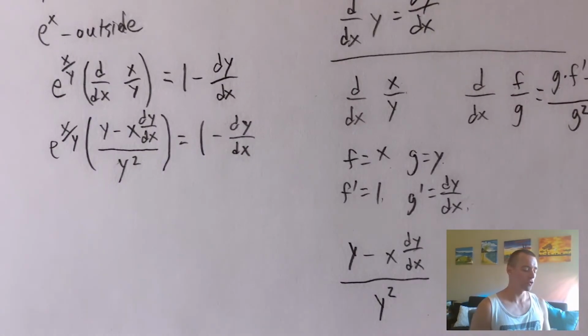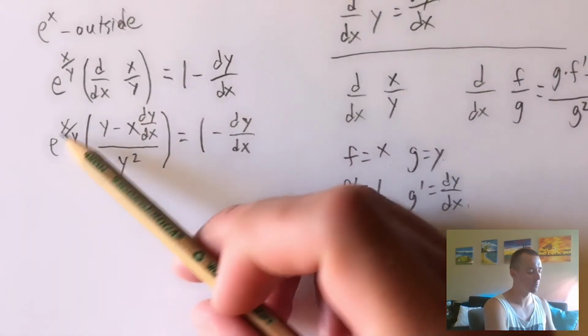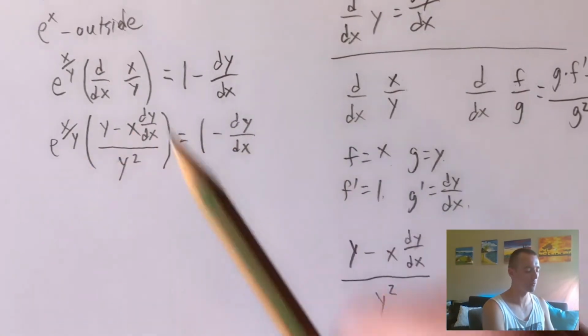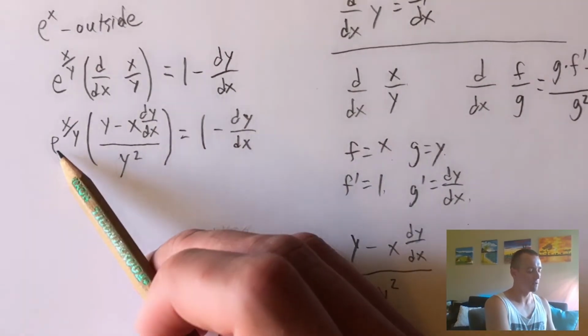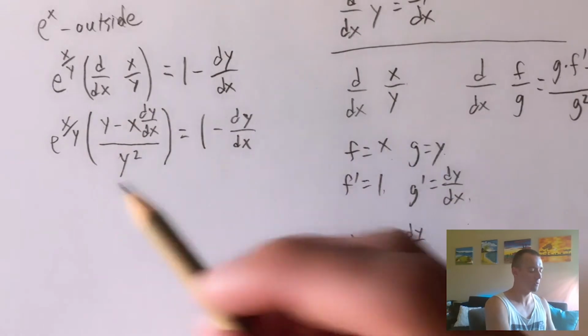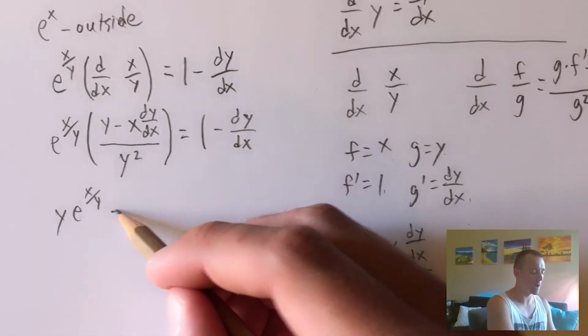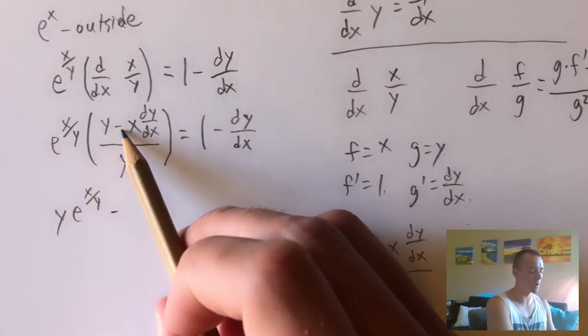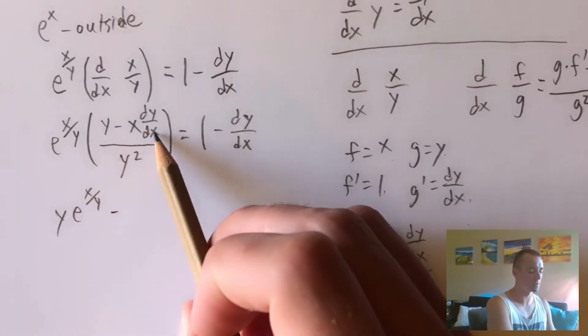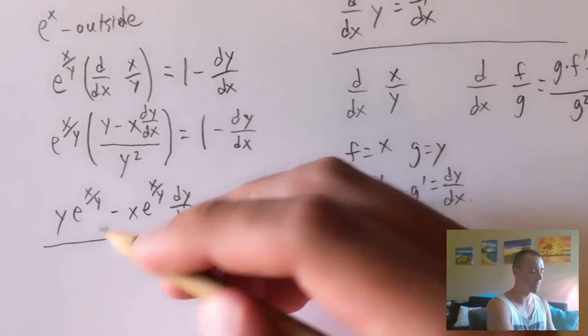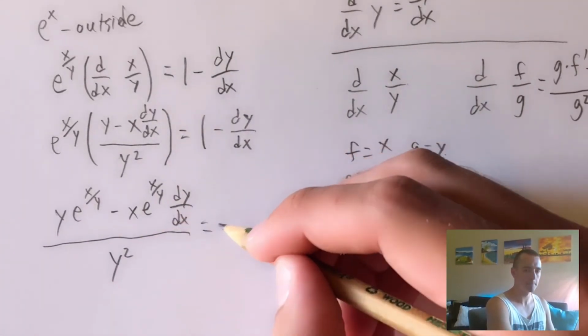So now that we've taken the derivative of both sides of our equation, what we want to do next is expand everything out. So what I mean by that is we're pretty much just going to multiply this e to the x over y into the parentheses here. So that's going to give us e to the x over y times y, and then minus e to the x over y times x times dy dx. And that's all going to be over y squared.